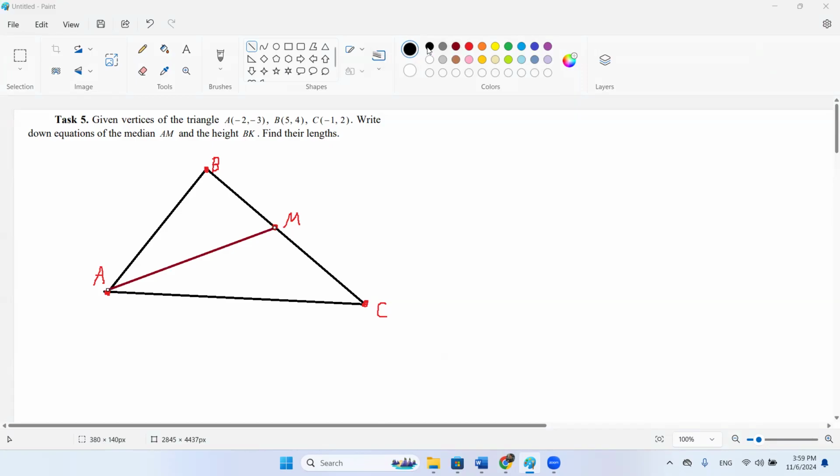Okay, then drawing the line. So let's believe that it is perpendicular, so that this is the height, BK. Okay. So next, first of all, let's find the median AM.